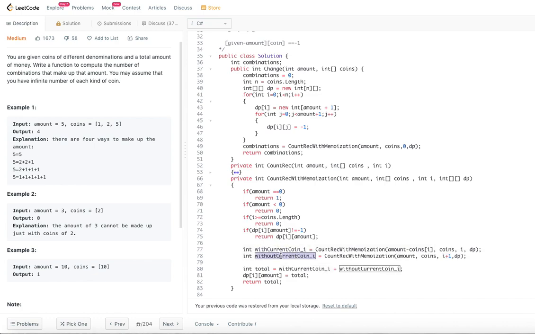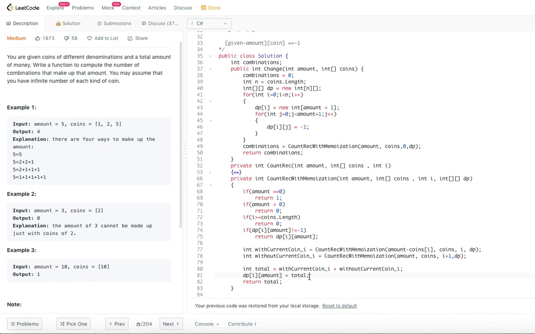So once you have these two numbers, the total will be just sum it up and store that back into the DP array, basically DP table for that coin position, right, and for that amount what is the total obtained, right. So this way we will be able to solve this particular problem with the memoization technique, right.